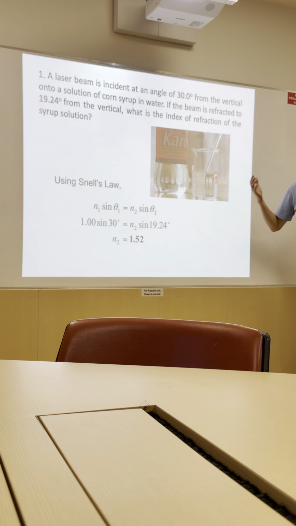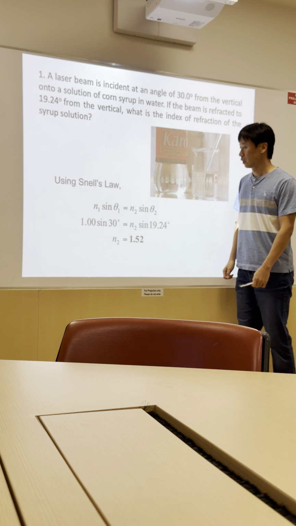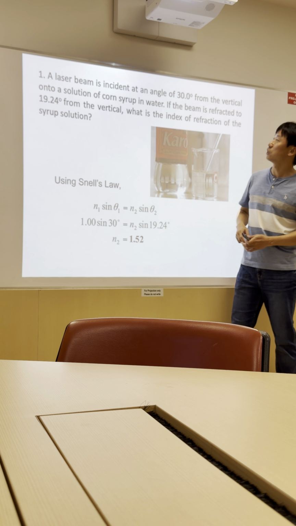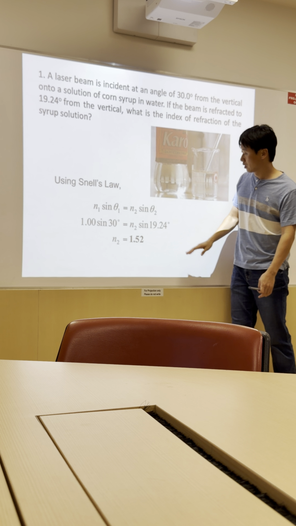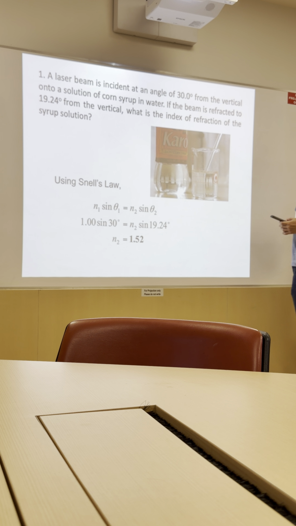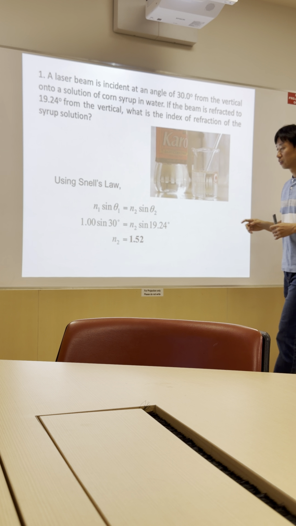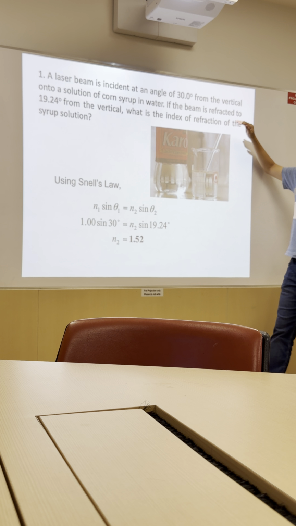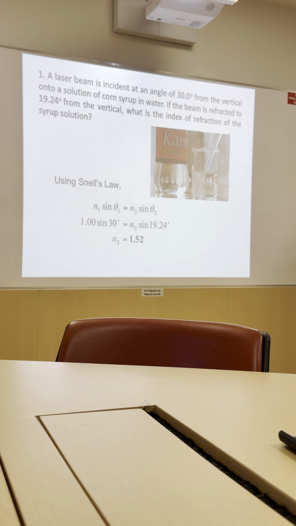Alright, so you can use this simple formula. Then, what do you know? N1 is air, which is 1. And theta 1, the incident angle, is 30 degrees. And the refracted angle, theta 2, is 19.24 degrees. And N2 is unknown. So from this equation, you can find the refractive index of the syrup solution. N2 is 1.52.